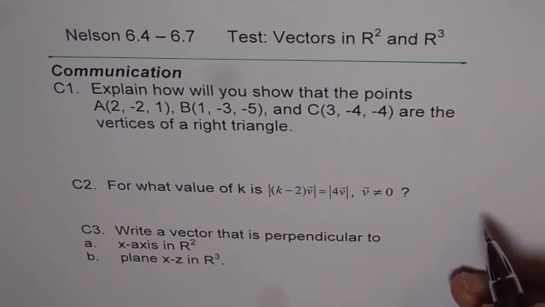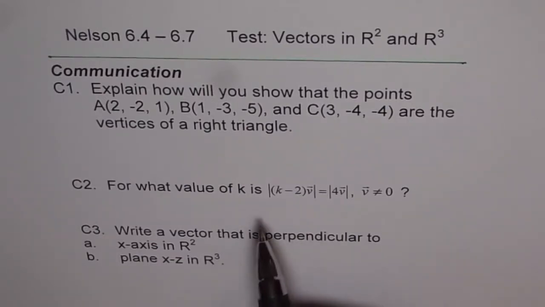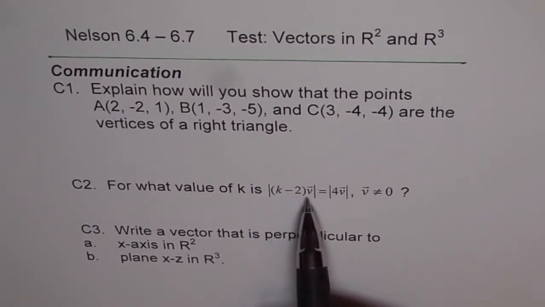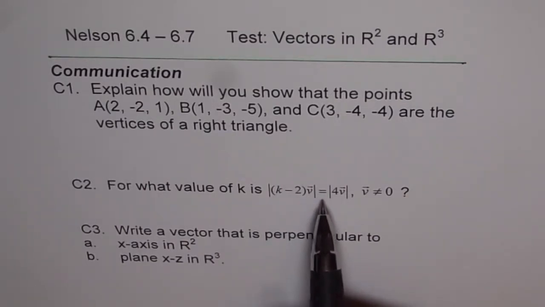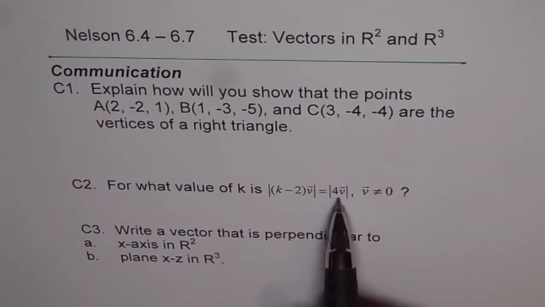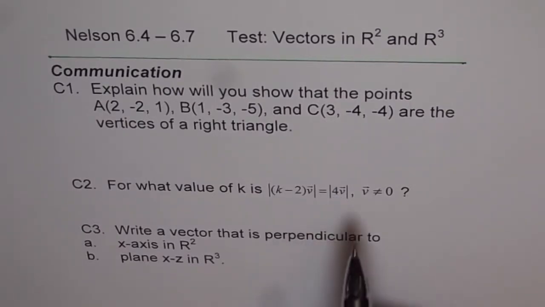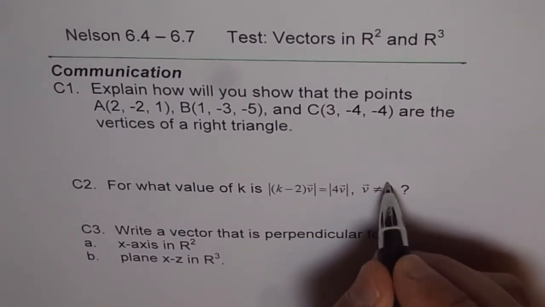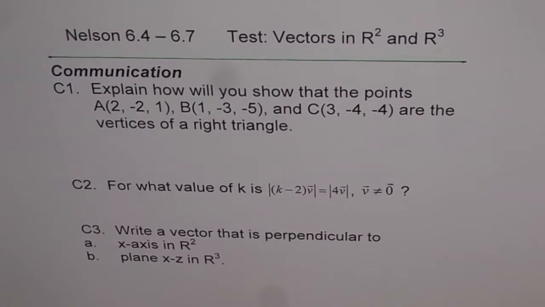C2 is: for what value of k is the magnitude of (k - 2) times vector v equal to 4 times the magnitude of vector v, where vector v is not equal to the 0 vector? Let me write the 0 vector here.